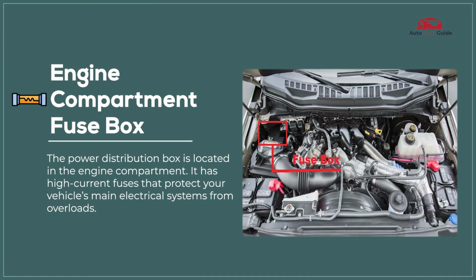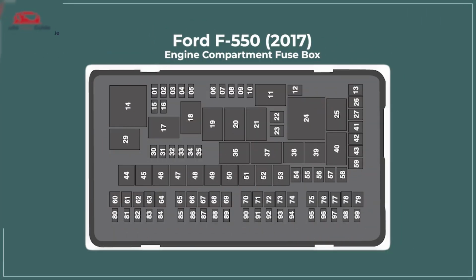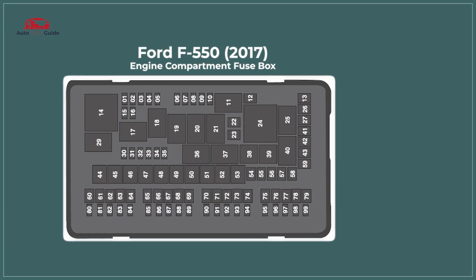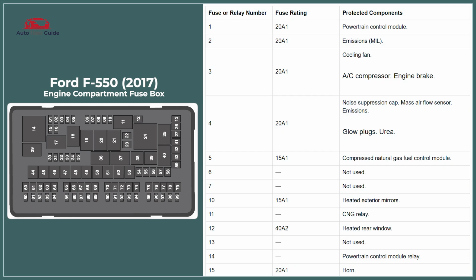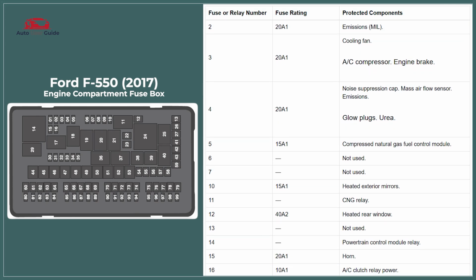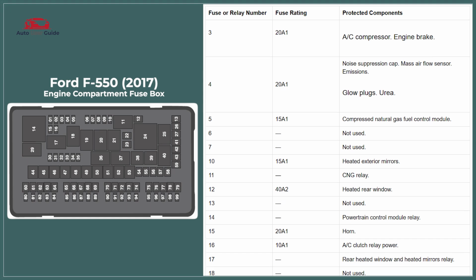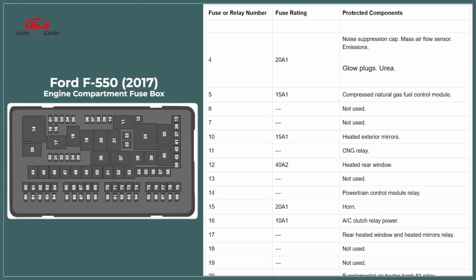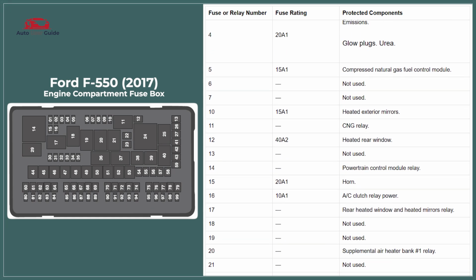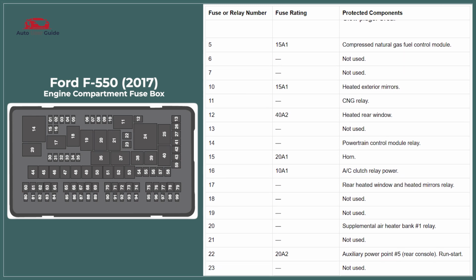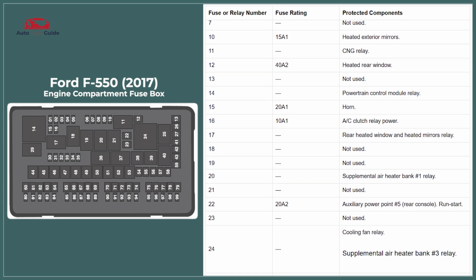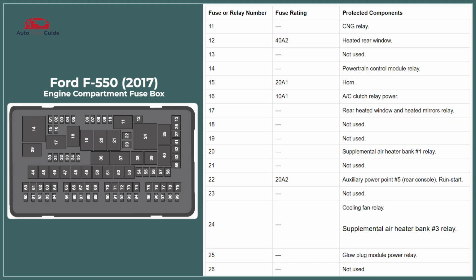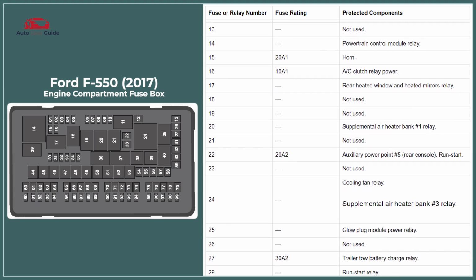Engine compartment fuse box. The engine compartment fuse box in the 2017 Ford F-550 contains high current fuses and relays that protect vital engine and powertrain systems. It supports components such as the fuel pump, cooling fans, trailer tow module, and electronic power assist steering. This fuse box ensures proper distribution and safeguarding of electrical power under demanding conditions.